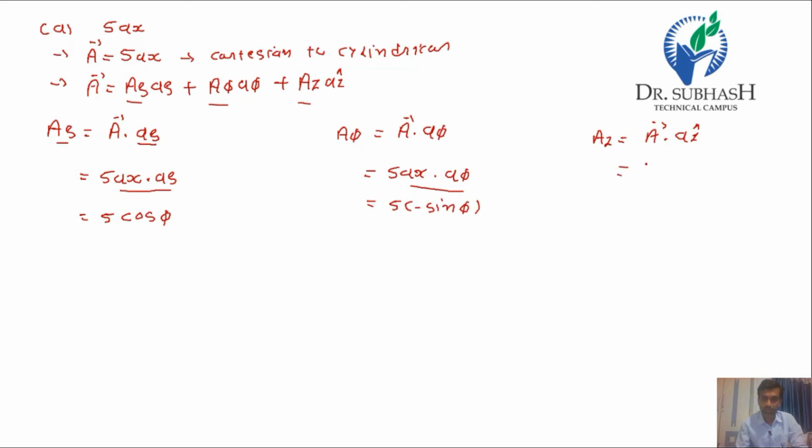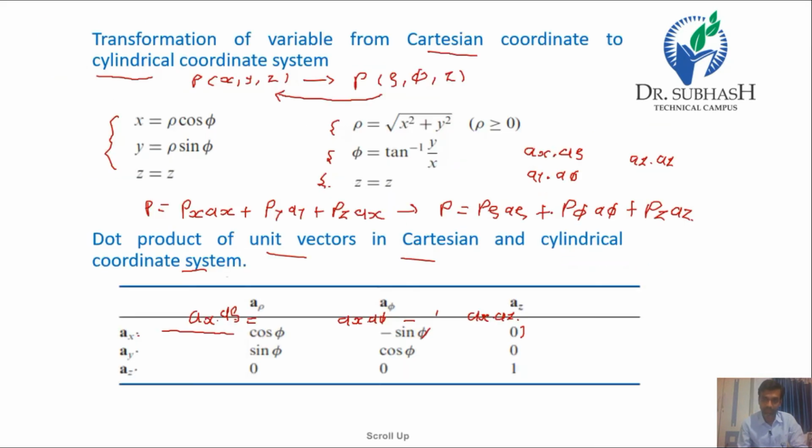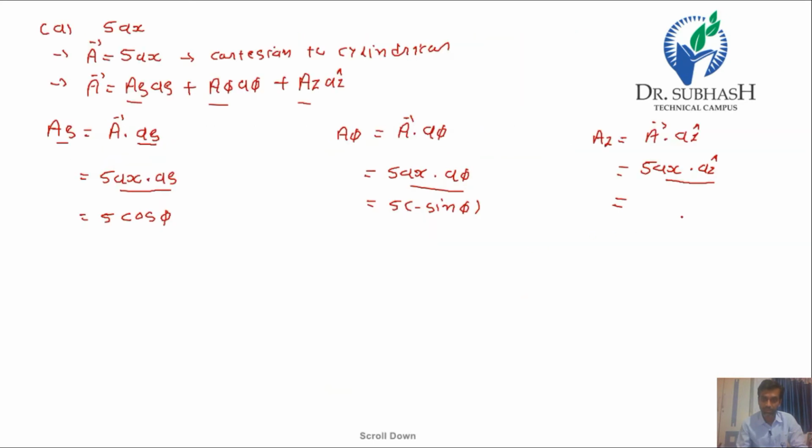And same here, A is the vector ρx and az is the dot unit vector. So if we take the dot product ax dot ax, then we can say that it is 0. So we put the value here, 0. So ρx dot 0. So we get aρ is equal to ρ cos φ, aφ is equal to minus ρ sin φ, and az is 0.